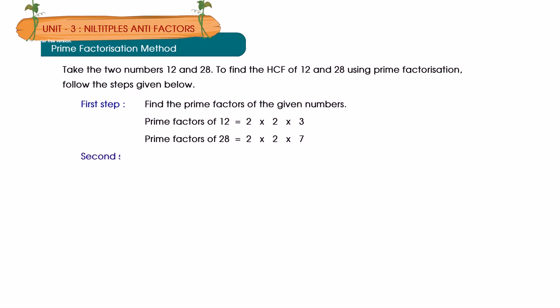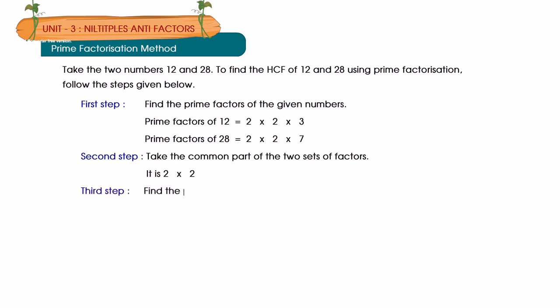Second step. Take the common part of the two sets of factors. It is 2 into 2. Third step. Find the product. 2 into 2 is equal to 4. Therefore, highest common factor of 12 and 28 is 4.